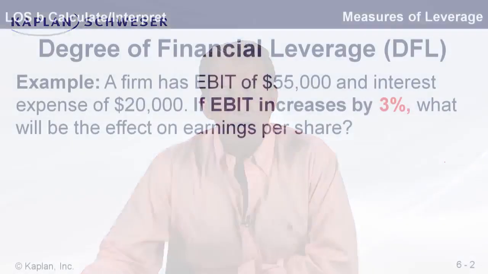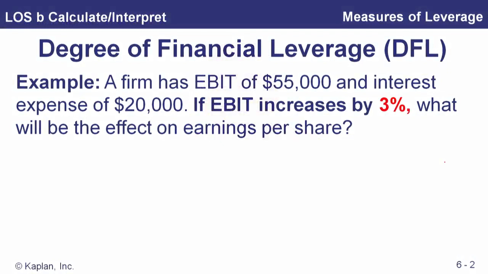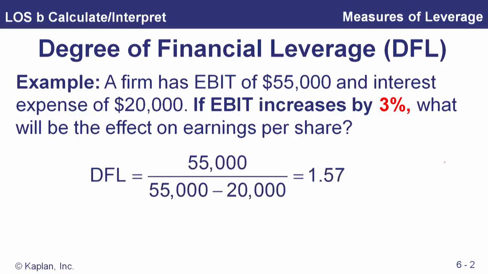So let's look at a numerical example of that. A firm has operating earnings of $55,000 and interest expense of $20,000. If EBIT increases by 3%, what will be the effect on earnings per share? Well, now we can just directly plug these in. We've got our operating earnings here and here. We've got our fixed financing costs here.